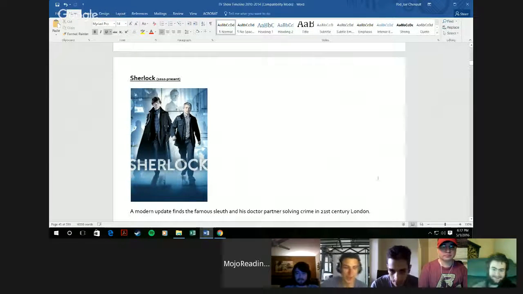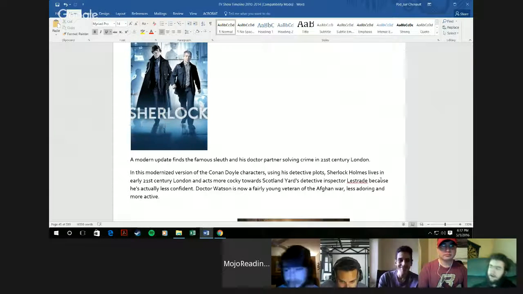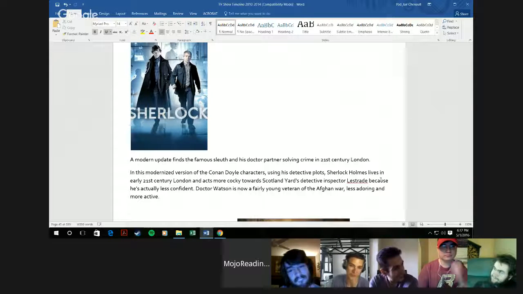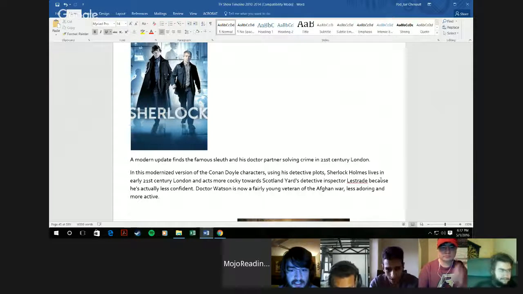Sherlock. A modern update finds the famous sleuth and his doctor partner solving crime in 21st century London. In this modernized version of the Conan Doyle characters, Holmes is using his detective plots. Sherlock Holmes lives in early 21st century London and acts more cocky towards Scotland Yard's detective inspector Lestrade because he's actually less confident. Dr. Watson is now a fairly young veteran of the Afghan War, less adoring and more active.